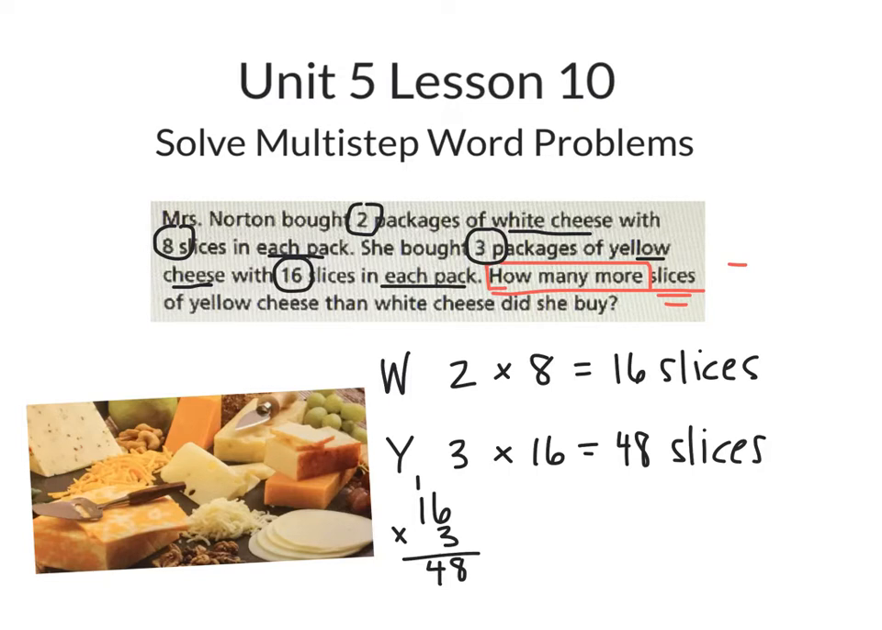The final question did ask how many more, so subtraction, slices of yellow than white did she buy? So now I have the yellow, which is more than the white, and now we'll subtract to find that difference. 48 minus 16. 8 minus 6 is 2, and 4 minus 1 is 3. So she has 32 more slices of the yellow cheese.